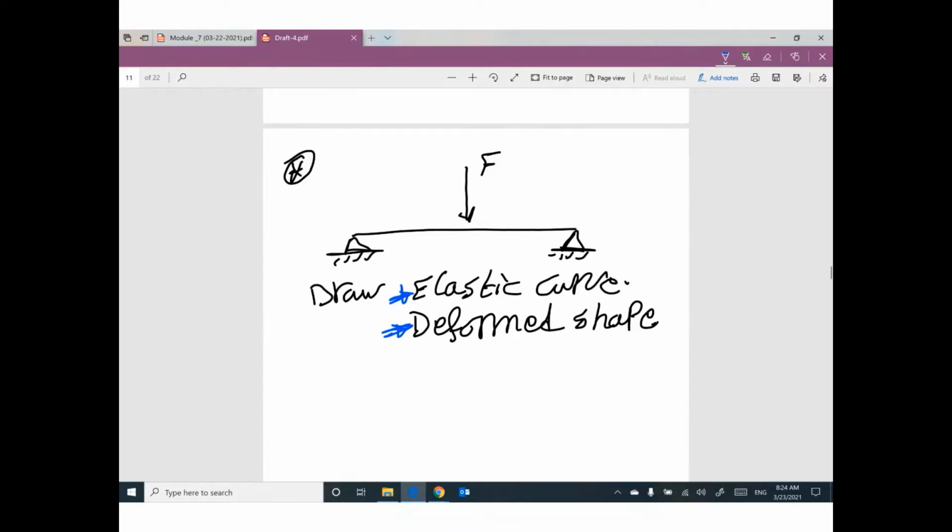Elastic curve or deformed shape means this beam without any load looks like a straight line. After you apply a concentrated load F, I believe this beam will deform into a curve, like this. This curve is called the elastic curve or deformed shape.